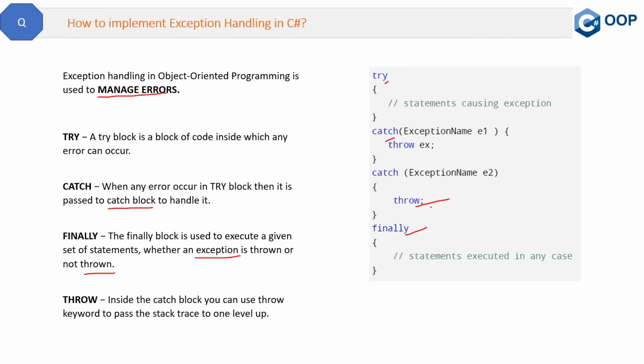Inside the catch block, you can use the throw keyword to pass the stack trace one level up. We will discuss this throw keyword in detail in the last question.